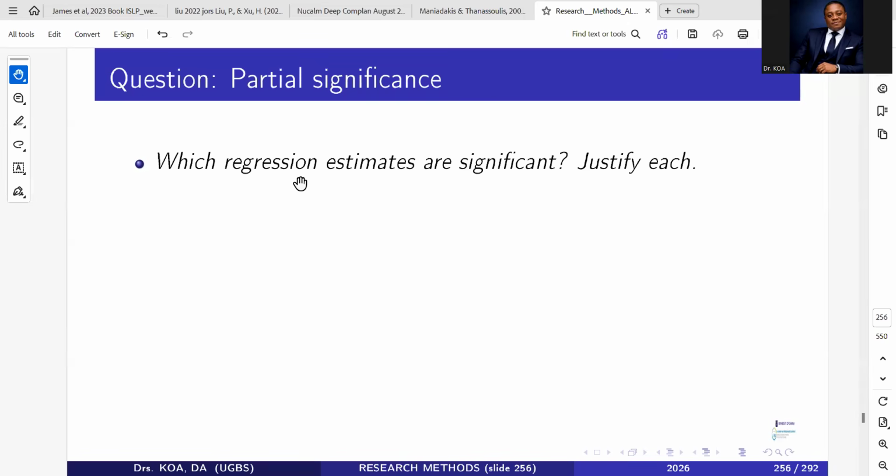Justify. Now, how do you know whether a regression coefficient is statistically significant? Here's a rule. Check the p-value of that independent variable. If the p-value is less than 0.05, it means that that independent variable is statistically significant. Write it down, you'll forget. So if the p-value of that independent variable is less than 5%, it means that that independent variable is statistically significant.